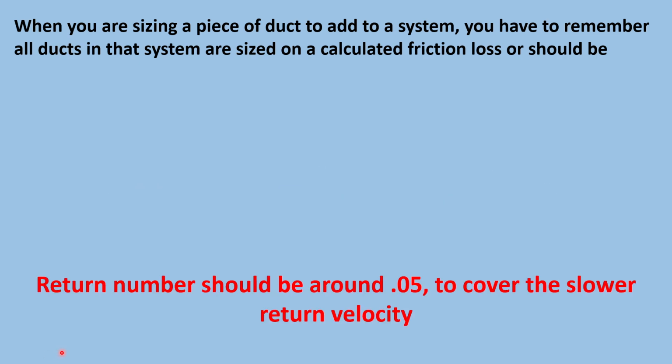And return number should be around 0.05 to cover the slower return velocity of your return. And then again, having the right amount of returns that can carry the right amount of CFM really matters. And that's why I say with the Manual D book, if you ever get one, read up on pan bays, and you'll see why a lot of municipalities now don't allow it.